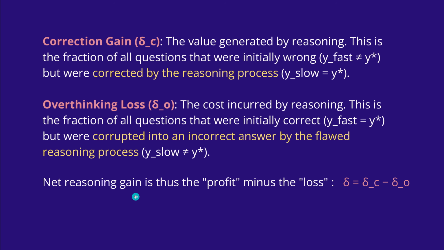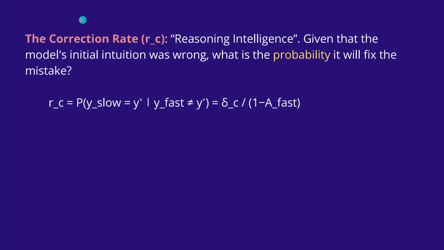So the net reasoning gain of both these effects, profit minus loss, is our delta. So you see, delta is not monolithic, but has components. Now, what is this correction rate? I want to call it here reasoning intelligence. Because given that the model's initial intuition was wrong, you ask now: what is the probability that this LLM reasoning will fix this initial mistake, which was based only on the parametric knowledge base? And here we have our RC, the correction rate, the probability, a simple mathematical formula.